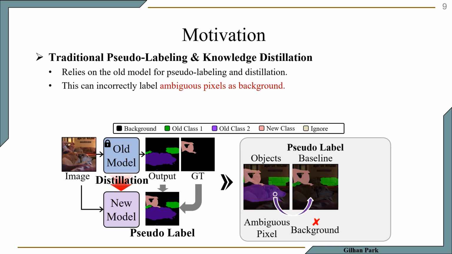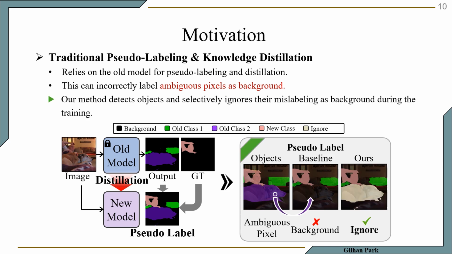While these methods are useful, they often suffer from a common issue. Pseudo-labeling and knowledge distillation methods rely heavily on the old model to retain information about previous classes. Trusting the old model too much results in mislabeling of pixels as background, especially when the old model isn't confident. Our approach addresses this by selectively detecting objects and ignoring mislabeled pixels during training.